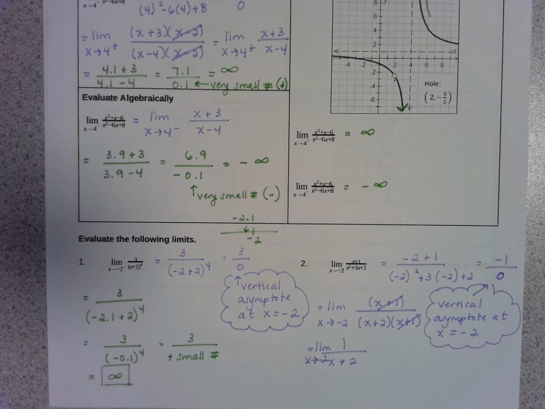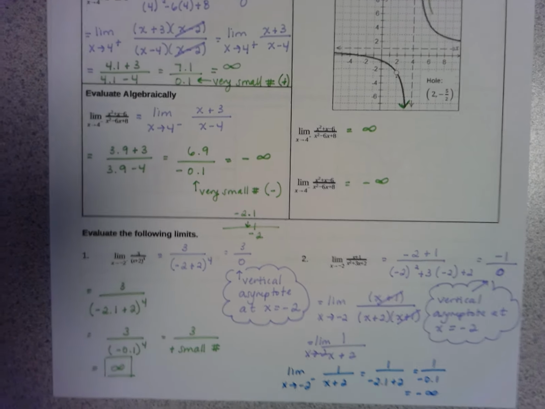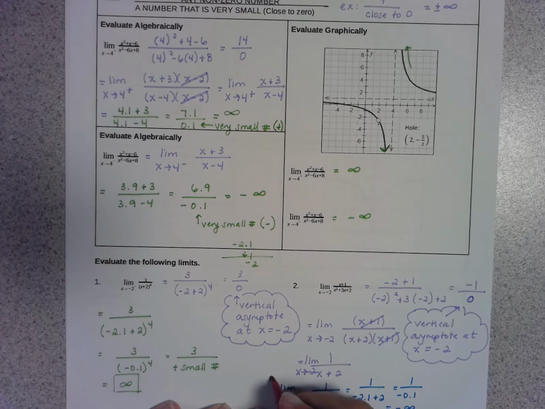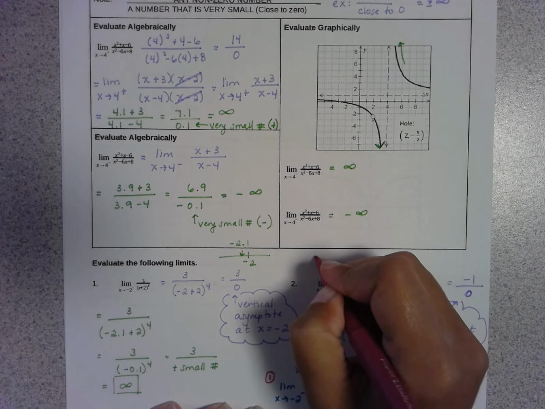So first I'm going to check the limit as x approaches -2 from the left, which means I'm going to choose a number slightly to the left of -2, like -2.1, which gives me 1 divided by -0.1, which is going to give me -infinity. I've run out of room here, and I do apologize for that. So first I'm checking the left side, then I'm going to check the right side.